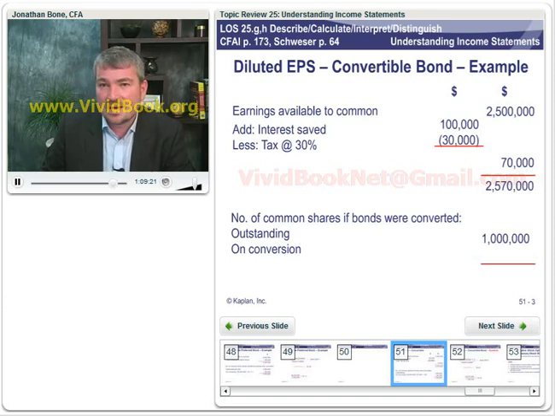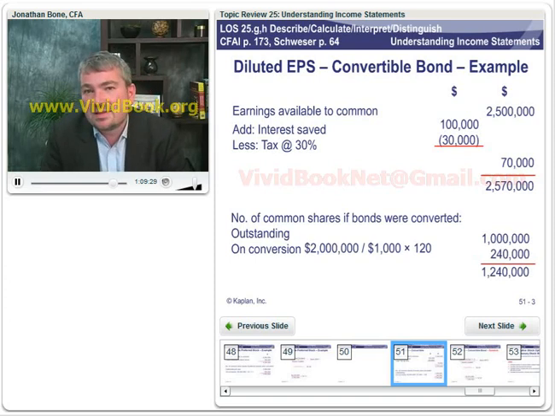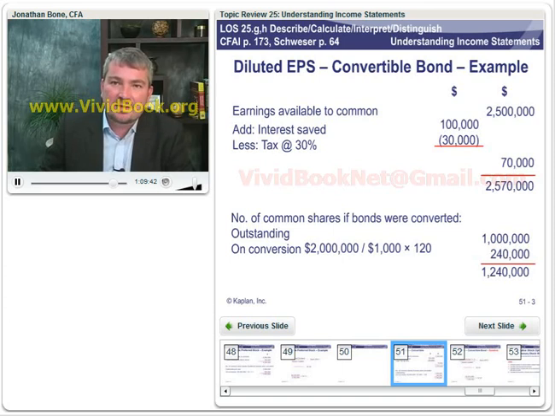On our denominator, we originally had a weighted average number of shares of 1 million. If our bond is converted, well, let's take the $2 million, divide the par value by 1,000, the par value of each bond, and each bond is converted into 120 shares, giving 240,000 new shares. Okay, so let's have a look at how all this works out.